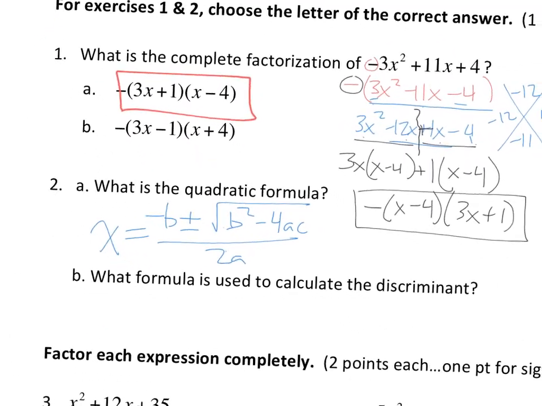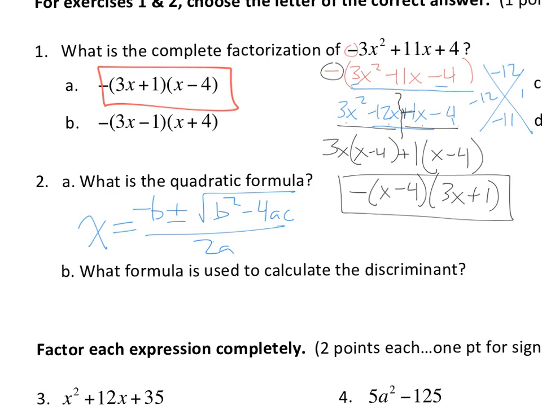What formula is used to calculate the discriminant? Discriminant is what's inside the little radical. It's part of the quadratic formula. It's just the part that says b squared minus 4ac. Let's move on.